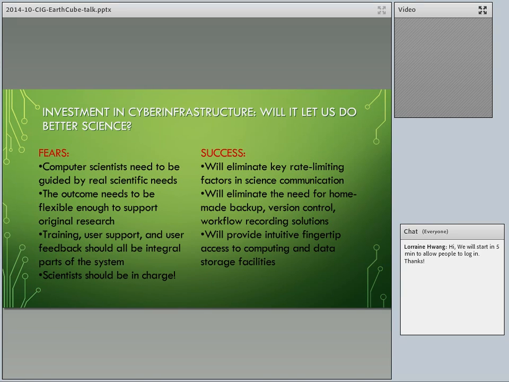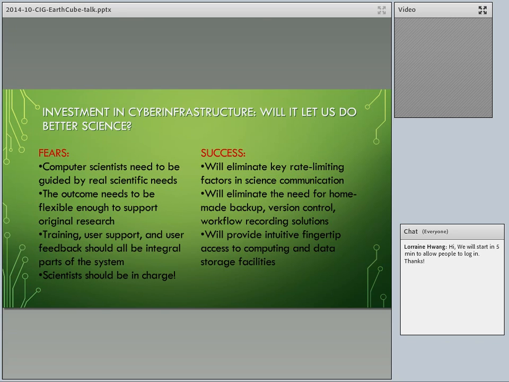And of course, there are fears that have been expressed about cyber infrastructure and actually infrastructure in general. So in this case, the biggest fears that I've heard before are that the computer scientists are not sufficiently knowledgeable about geosciences to really make this useful for us, and they make it too complicated. That it should be flexible enough to allow original research, and that the training should be an integral part of this. User feedback and support should be part of whatever is being brought together. And the scientists should be in charge of how it functions, which is all very true.